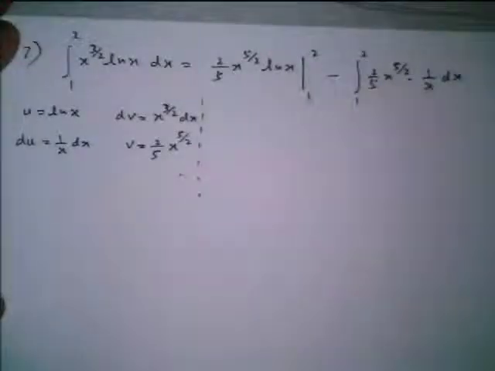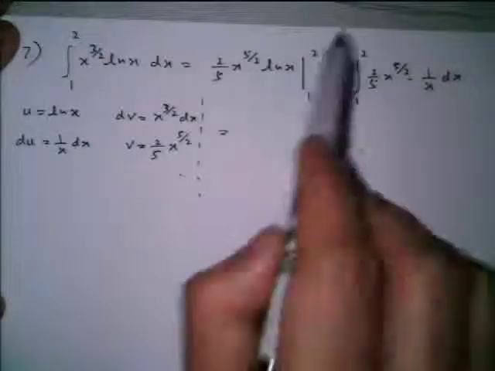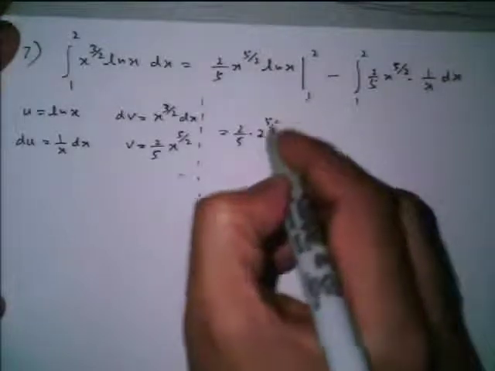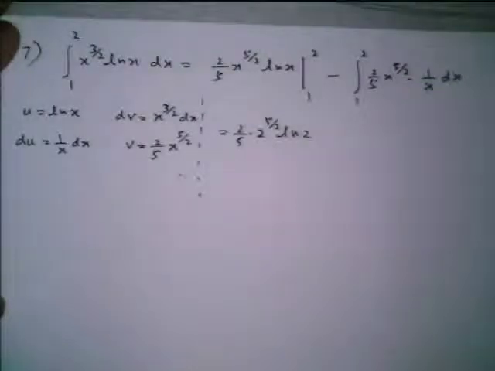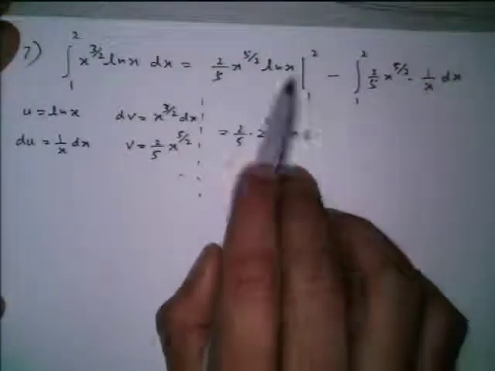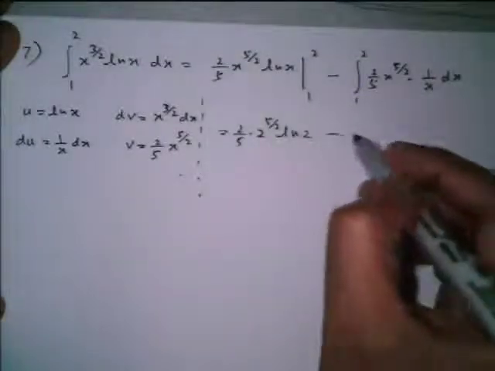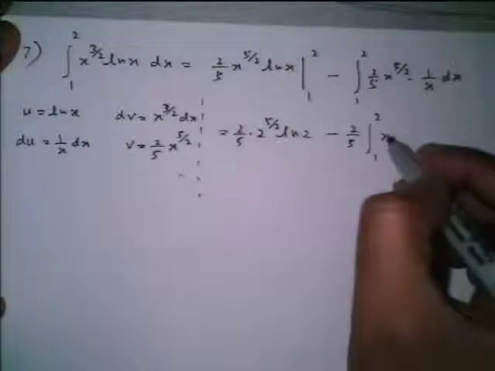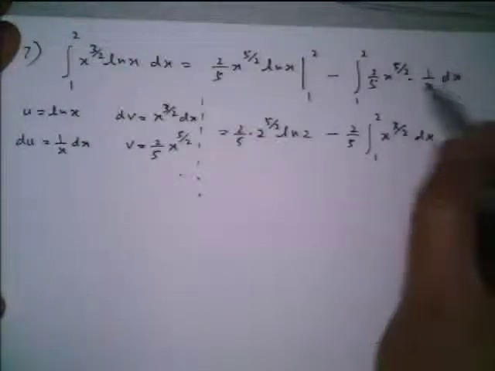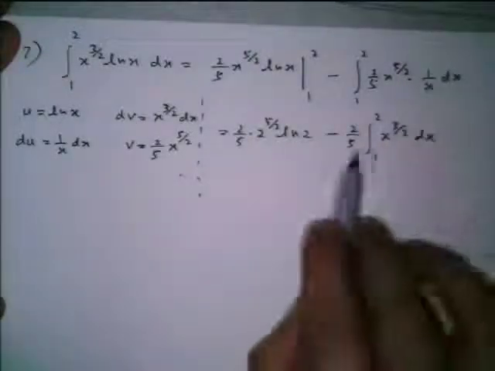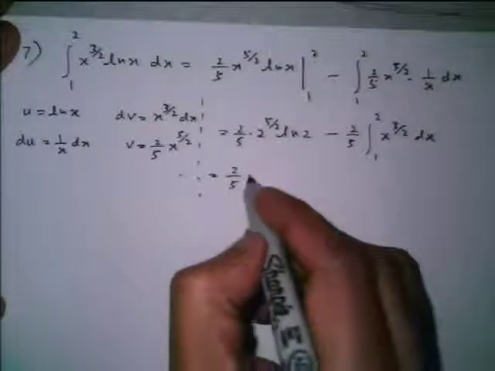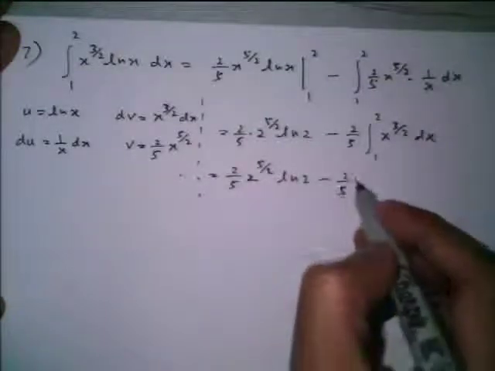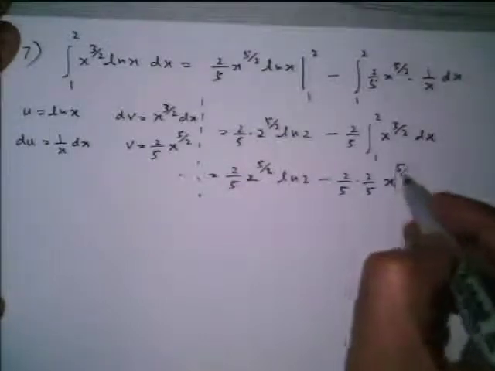Okay, now let's put 2. So if you put 2, what do you get? If you put 2, you get 2/5 times 2^(5/2) ln 2. Is that right? If you plug in 1, what do you get? It's 0 because of ln 1. So it's gone. Minus, well, let's simplify this one. I can take 2/5 out. You get the integral from 1 to 2 of x^(1/2) dx. See? That's why we pick u equal ln x, because then they're going to cancel each other. Now this is the easy integral. So you're going to get 2/5 2^(5/2) ln 2 minus another 2/5 times x^(5/2) from 2 to 1.